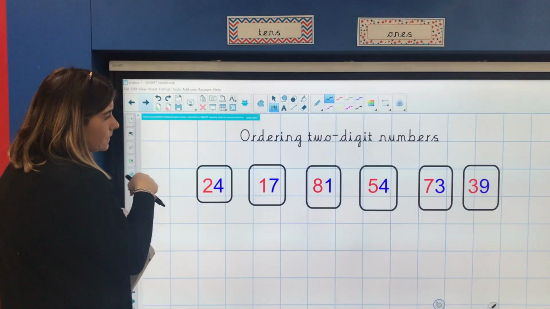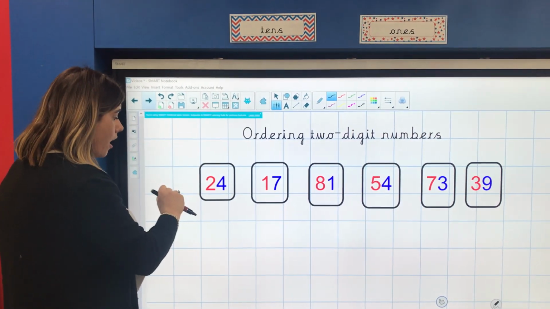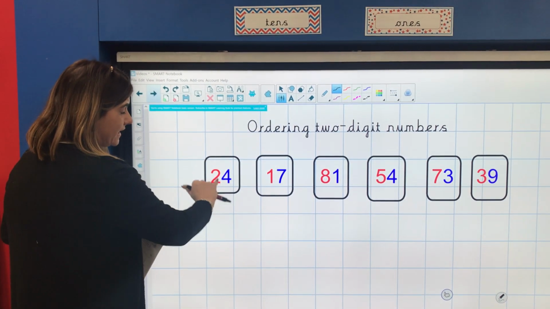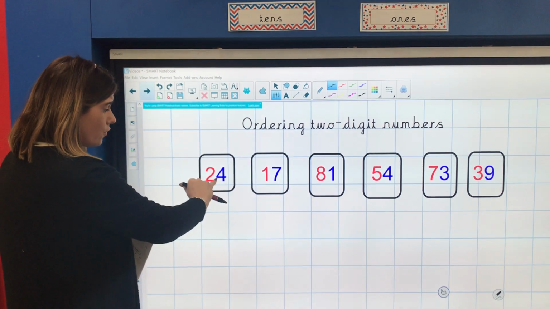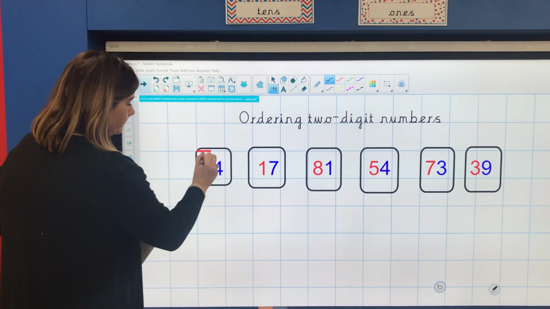So let's look at the numbers that Mrs. Wood's got on the board. We've got 24. 24 is made of a 20 and a 4. You just can't see the 0, it's hiding behind the 4. So 24 is made of a 20 and a 4, which is 2 tens and 4 ones.